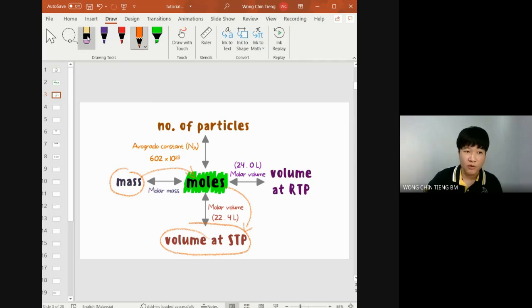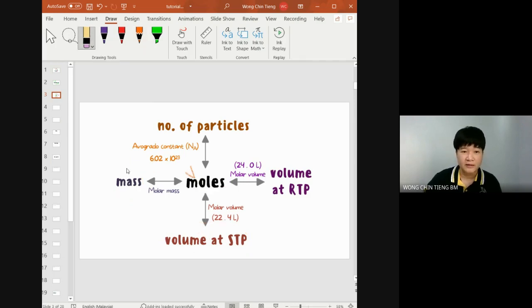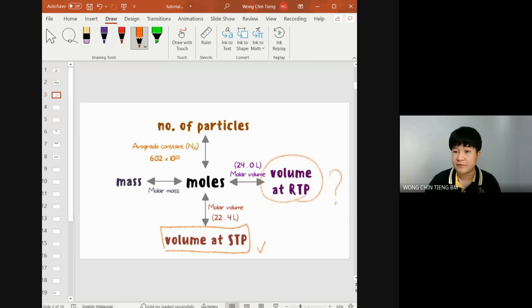Okay? Even though saya ada contoh soalan, kalau sekarang saya ada volume, I have volume at STP. Question asking for volume at RTP. Okay? So same thing, we still need to go back to number of mole. From number of mole change to volume of RTP. No matter what you have or what the question want, before anything, number of mole kena ada dulu. That is the main thing.